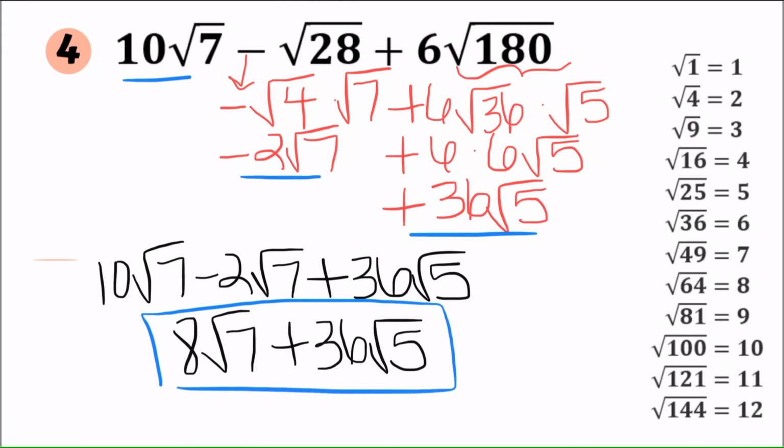Again, you just want to make sure that you're only adding or subtracting coefficients that have radicands and radicals with indexes that are the same.